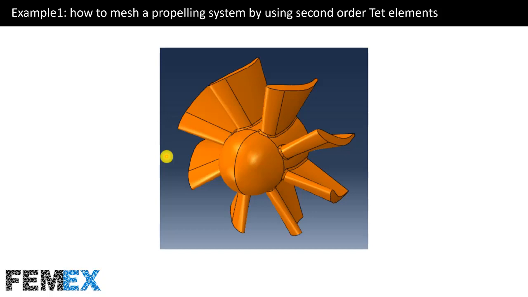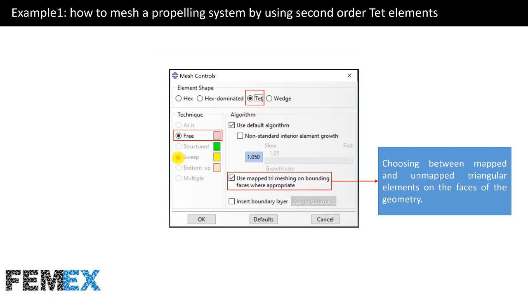When you import the geometry to the Abaqus mesh module, the color of the part will change to orange. That means that it cannot be meshed by using a structured technique or sweep technique, and the only choice is the use of free technique and tetrahedral elements. If you want to use tetrahedral elements for meshing 3D solids, in the mesh controls, you must select TET, and free technique is selected automatically.